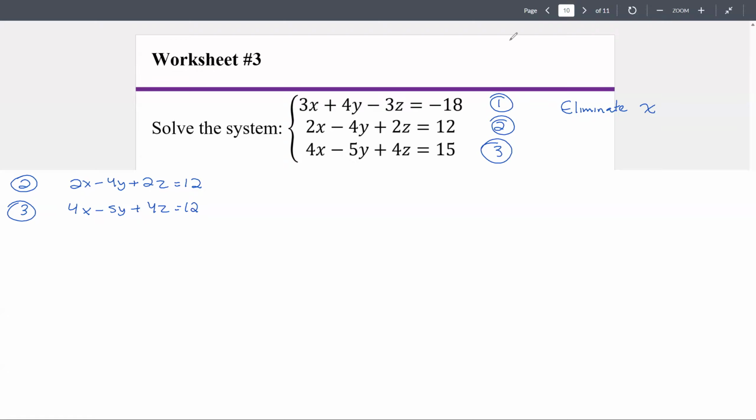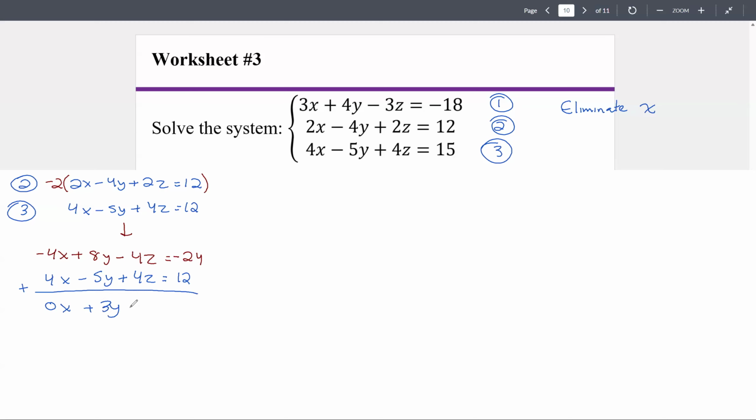So if we're trying to eliminate x, we already have a 4x here, we have a 2x, so I just need to multiply by minus 2. So that means we're going to have a minus 4x plus 8y minus 4z equals negative 24. And then the other part's going to stay the same because we didn't change anything. So that's just 4x minus 5y plus 4z equals 12. We add those together. Minus 4x plus 4x. My x's are gone. 8y minus 5y is 3y.